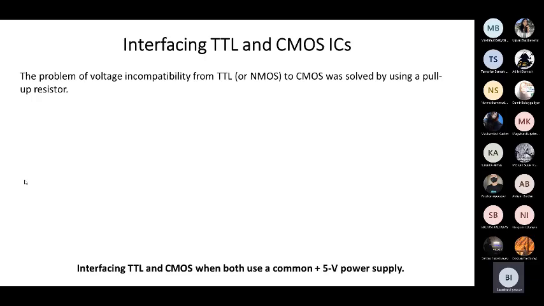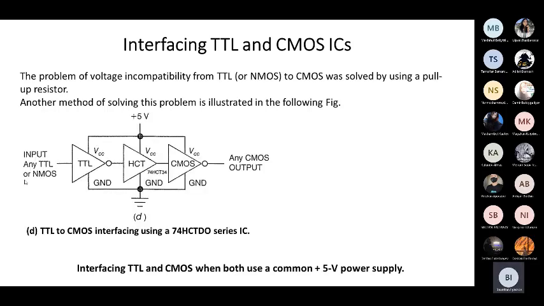Okay, so next, the problem of voltage. Sometimes this voltage incompatibility from TTL to CMOS was solved by using a pull-up resistor, right? And we all see that. But there is another method, and here, for example, you can use a specially designed integrated circuit. It's like an inverter. It's not an inverter, it's like a buffer, right? So you can connect an integrated circuit.